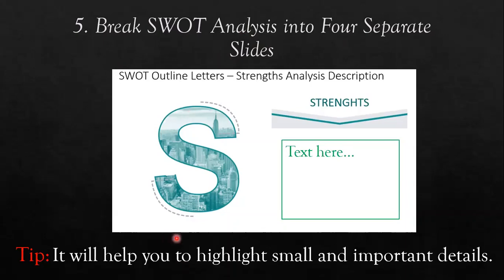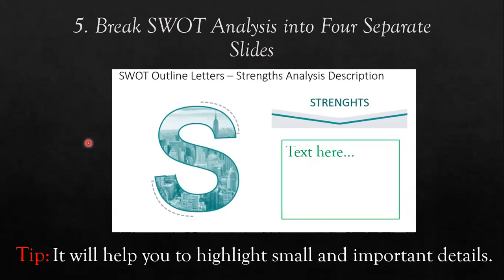Like this one. This one is only about strengths. And it says, the tip, it will help you to highlight small and important details. So basically it's when you want to write more details here. So probably you're going to have a lot of text and people won't get distracted or bored because of so much information. You got it? Okay. So those were 5 tips for a good SWOT analysis.